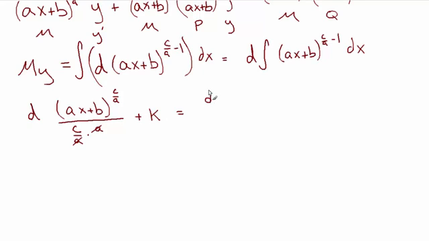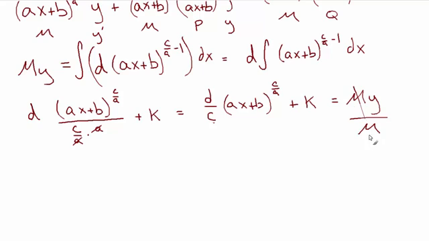So if we simplify, we'll get d over c times the quantity (ax + b) raised to the c over a plus k. Now that whole thing is equal to mu times y. So let's now divide by mu on both sides. On the right side, it's just going to cancel, and you'd be left with y. But on this side, I'm going to actually divide each term by mu and show all that work.